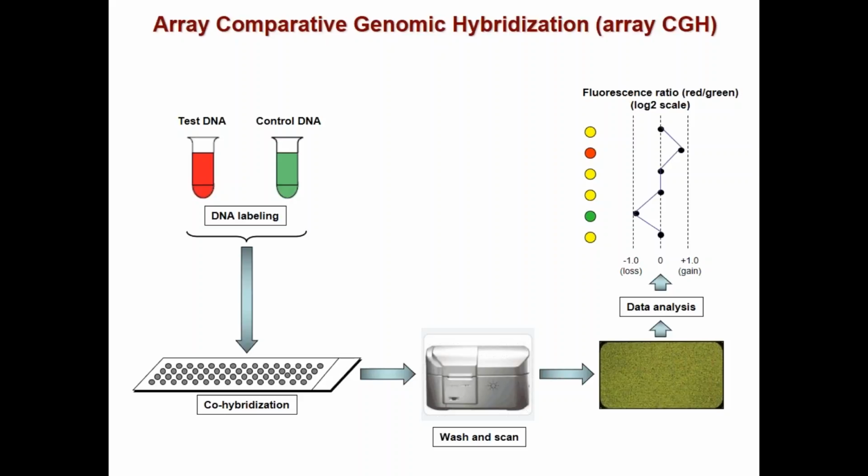The technique takes approximately 3 days because you digest your DNA, you label it, and this takes approximately 1 day. You hybridize it to the array for approximately 40 hours. You then wash it, scan it, and analyze it. So to get the plots takes approximately 2.5 to 3 days.